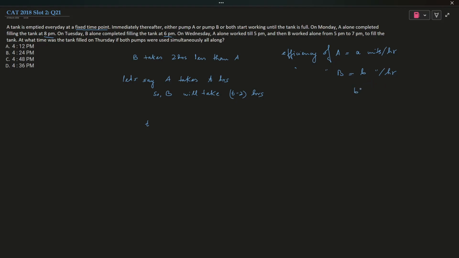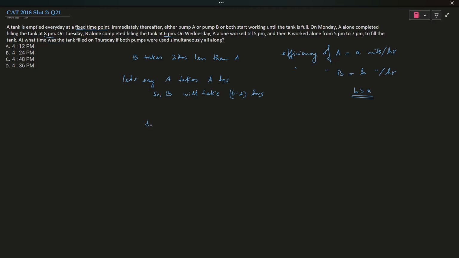And definitely, guys, b must be greater than a. Yes or no? b must be greater than a. That is why B is taking less time. The one who completes more units of work per hour will complete the work in less time, right? So b is greater than a.